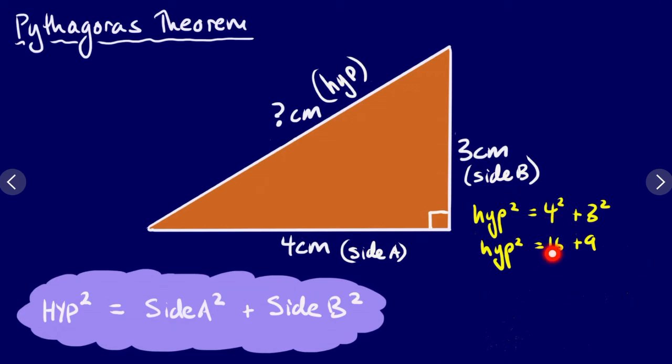I can square those numbers and get their actual values. So 4 squared gives me 16, 3 squared gives me 9. I'm going to add them together, I get 25. So I know that the length of the hypotenuse, whatever it is, if I square it, I'll get 25.